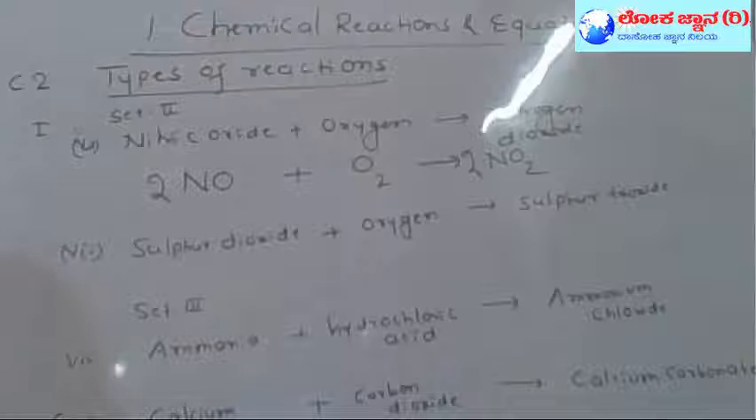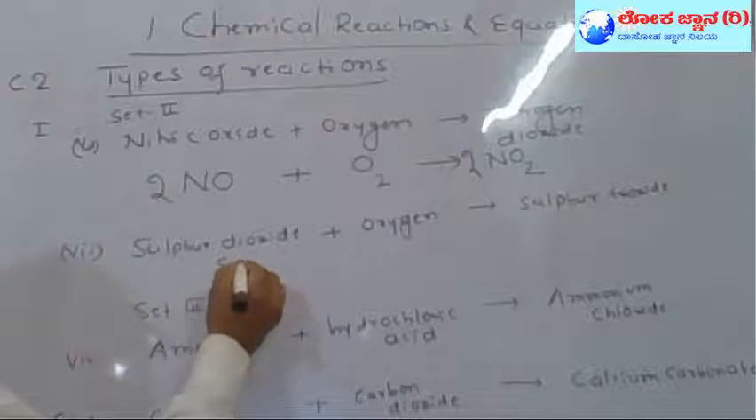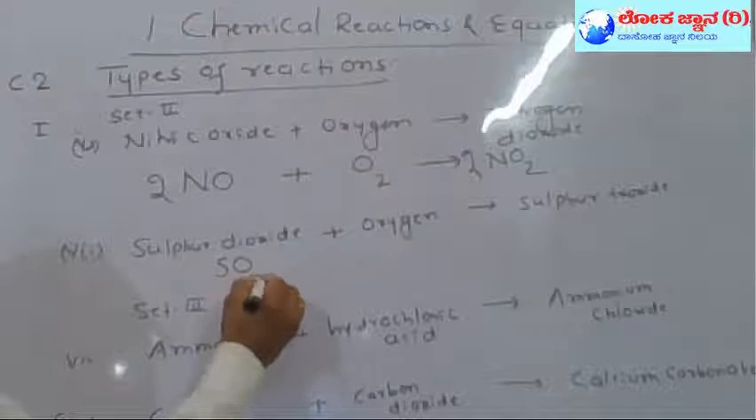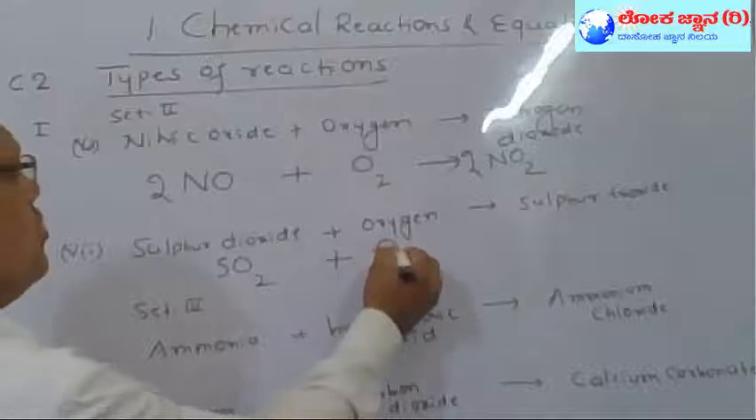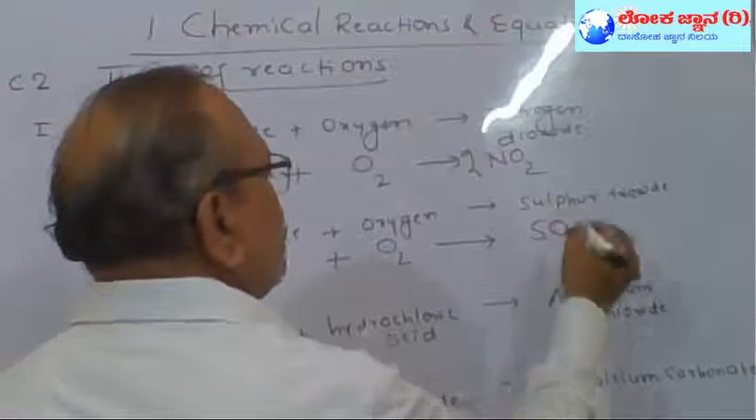Clarify the doubts. Second one, sulfur dioxide. What is the formula? SO2 plus oxygen O2 gives rise to sulfur trioxide, SO3.